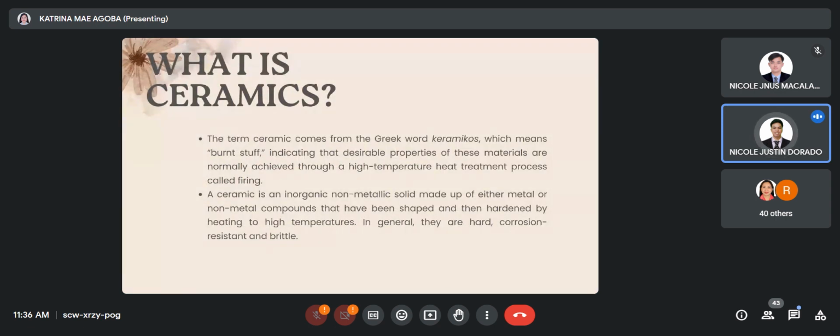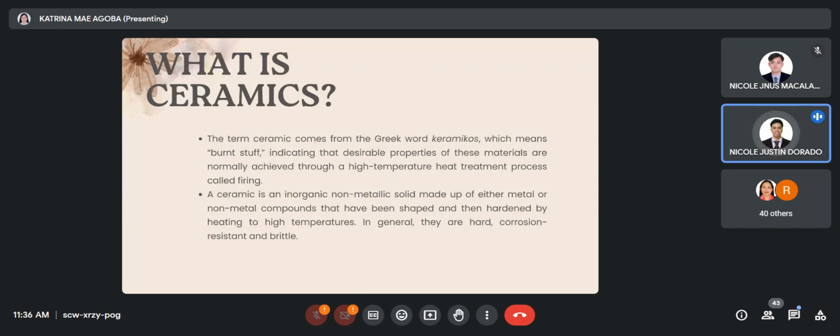So, what is ceramics? From the definition, the term ceramic comes from the Greek word keramikos, which means burnt stuff. Or yung nasa module 1 natin na yung keramikos is ano siya, yung of pottery or for pottery. So, nag-indicate lang to na the properties of this material are normally achieved through a high temperature heat treatment process. So, ang ceramics daw ay nagagawa through a high temperature treatment process. O kailangan niya ng mas mataas na temperature para maging mas matibay yung pagbubuo mo ng ceramics.